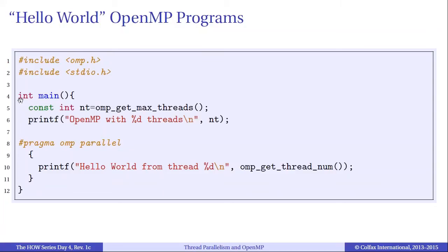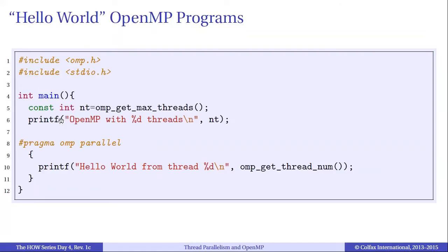This application is the main function, which starts executing in one thread. And here I query how many threads I have available. Later in the application, I have a directive, pragma omp parallel. And in the scope of this pragma is some code, and this is the code that will be parallelized. So let me demonstrate how it works, and then I will go one step back and explain what OpenMP is and what it is for.